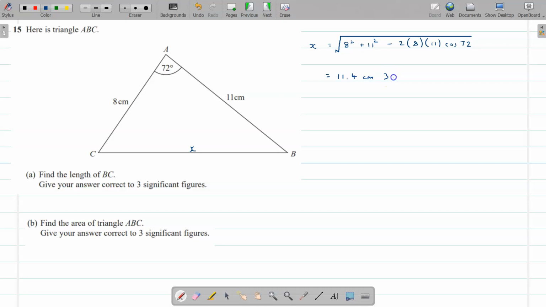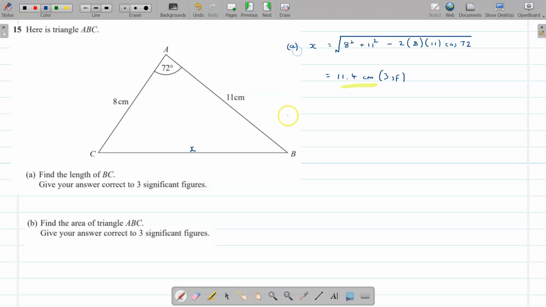Now a lot of the time these diagrams are not drawn to scale, so don't go by what it appears to be. That's correct. Now for part B, that was part A.